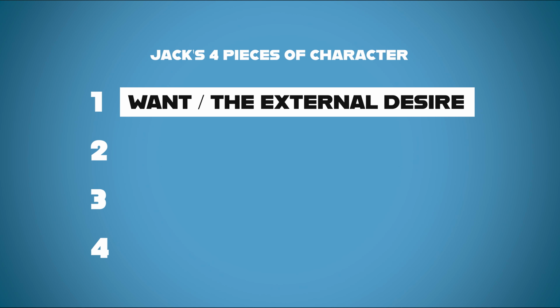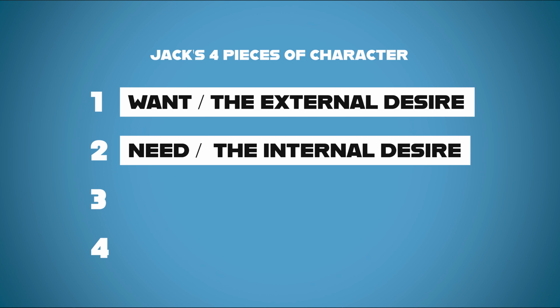Now, this could be something as simple as getting the girl. This could be something as complicated as saving the world. But ultimately, the want is an external thing that is being pursued by the character. Now, the second one is need. And basically, this is the internal want of the character. And this is usually the want behind the scenes, right? It's like they want to get the girl, but in reality, what they need is to be loved. It's the internal result of getting their want.